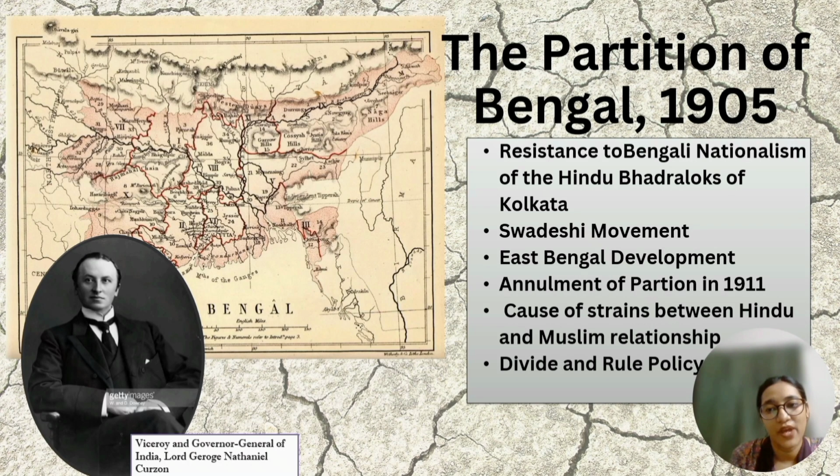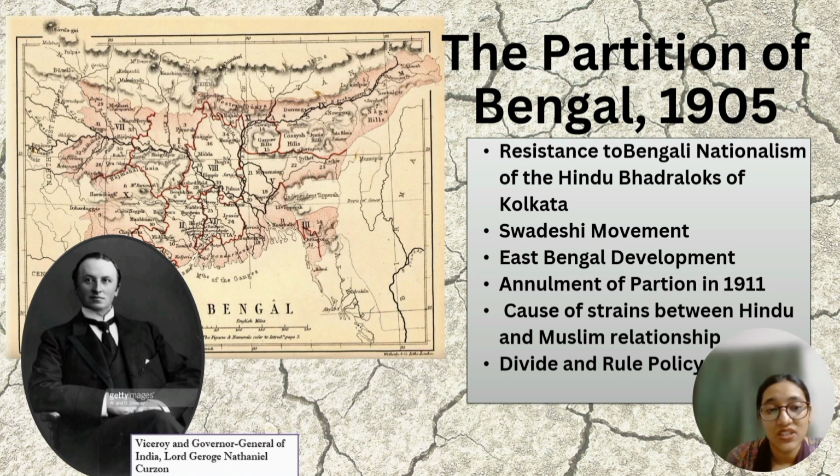Partition of Bengal in 1905. Due to the growing Bengali nationalism of the Hindu Bhadraloks in Kolkata, the British rulers decided to divide Bengal into two parts, initiated by the Viceroy and Governor General of India, Lord George Nathaniel Curzon, in the year 1905.